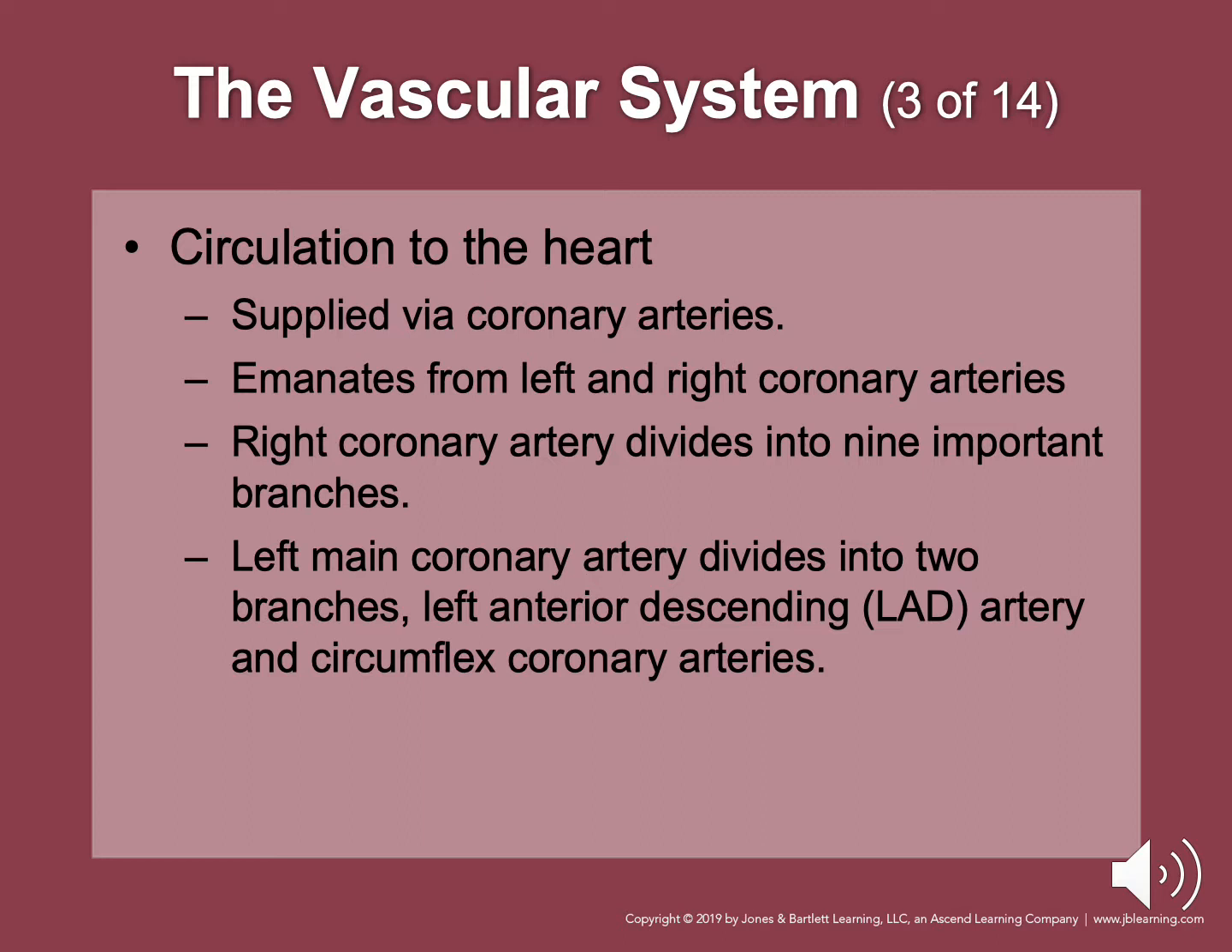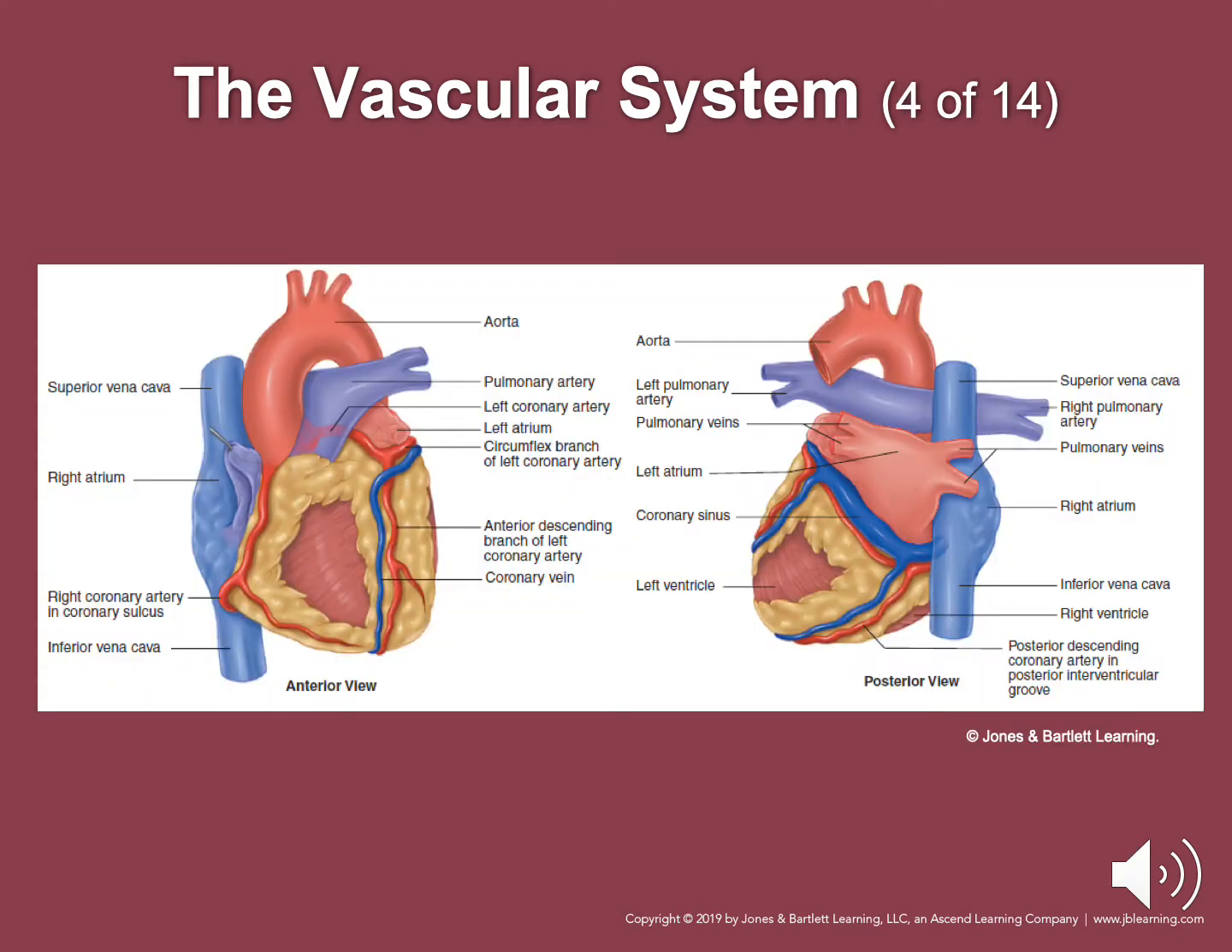Systemic arterial circulation: oxygenated blood leaves the heart through the aortic valve and passes into the aorta. 3 major arteries arise from the aortic arch: the brachiocephalic artery, the left common carotid artery, and the left subclavian. There's a picture of the vascular system.